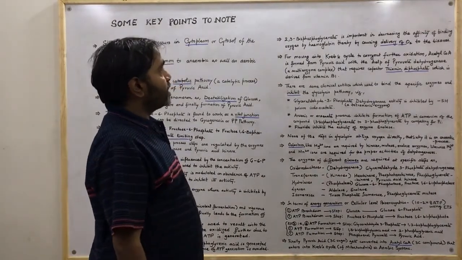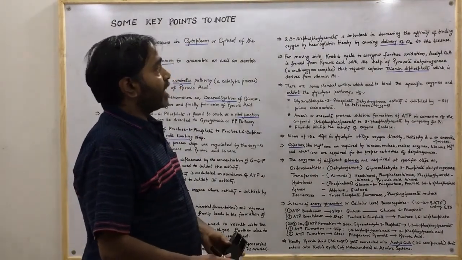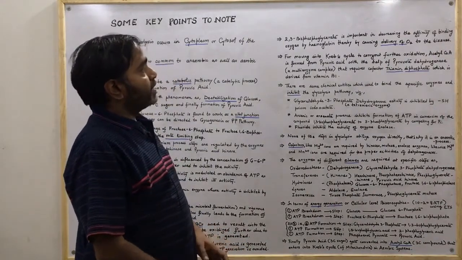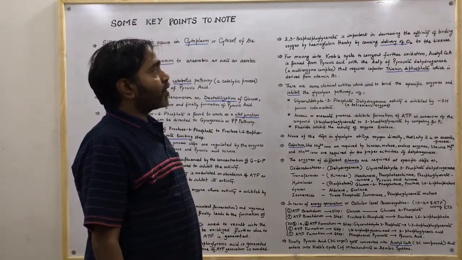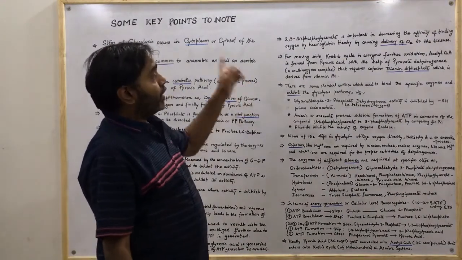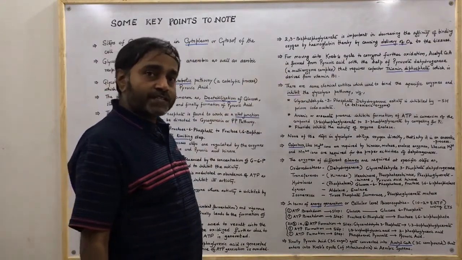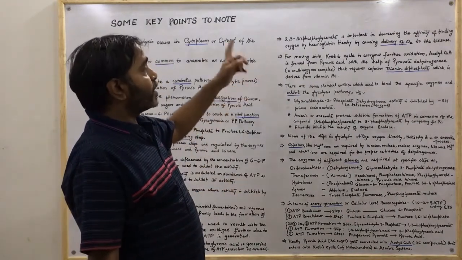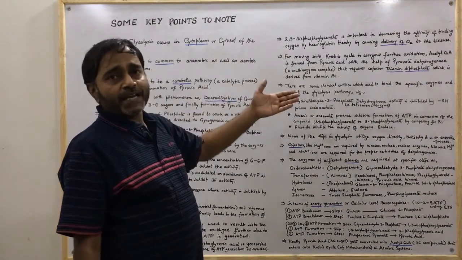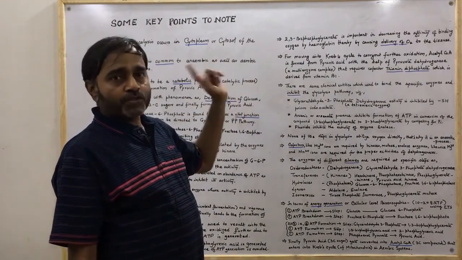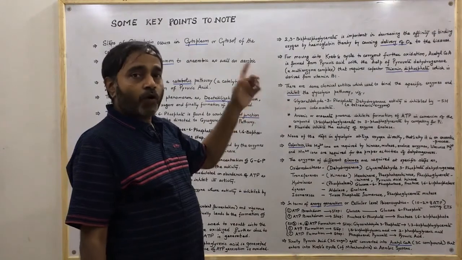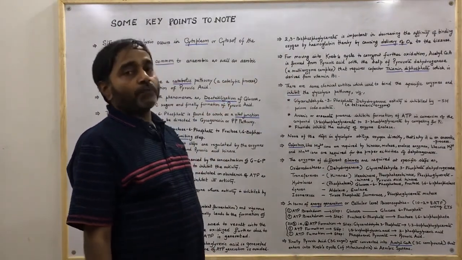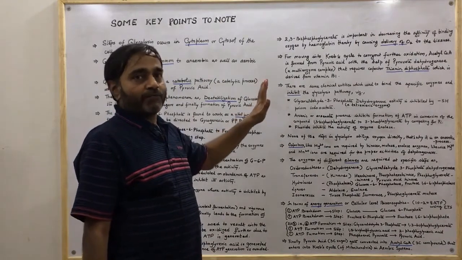That is, 2,3-bisphosphoglycerate is important in decreasing the affinity of binding oxygen by hemoglobin, thereby causing delivery of oxygen to the tissues. So in what way is 2,3-bisphosphoglyceric acid important? That we have seen in the previous point. It is important because it has more binding affinity in comparison to that of oxygen, and by that reason the delivery of oxygen used to occur in the tissues from the hemoglobin. So this is the important fact.